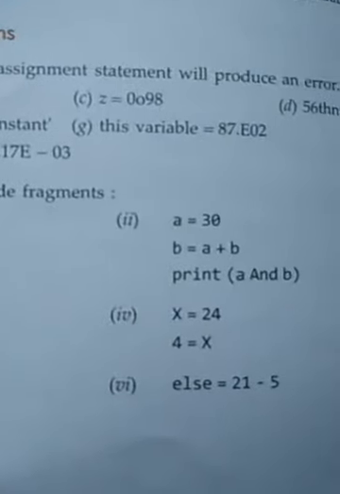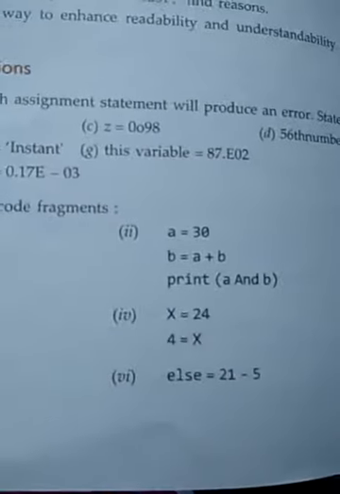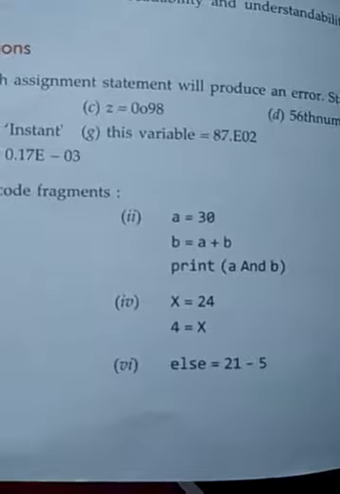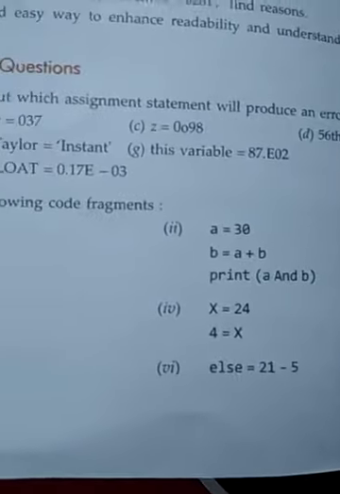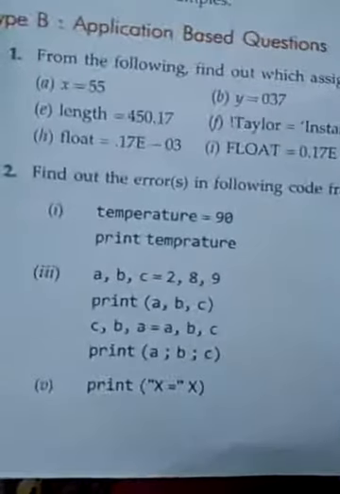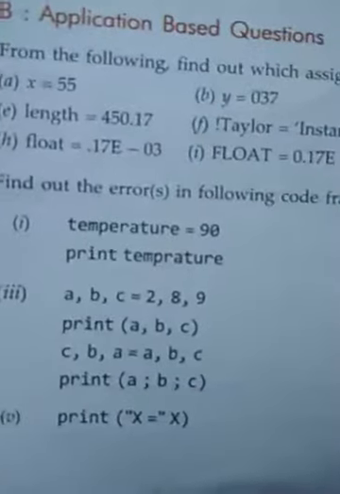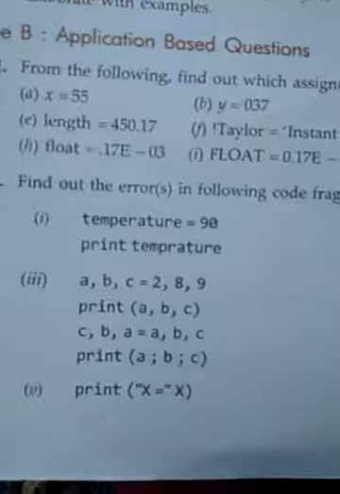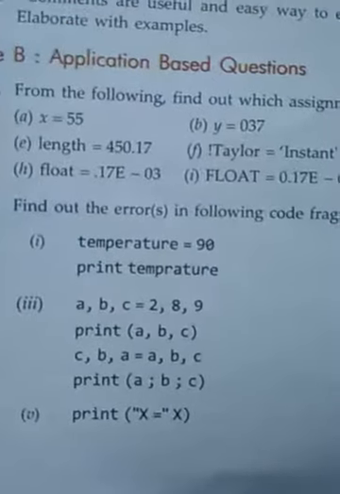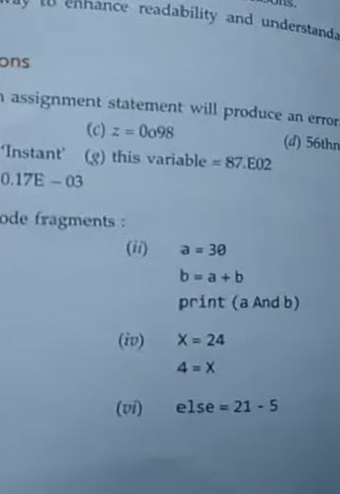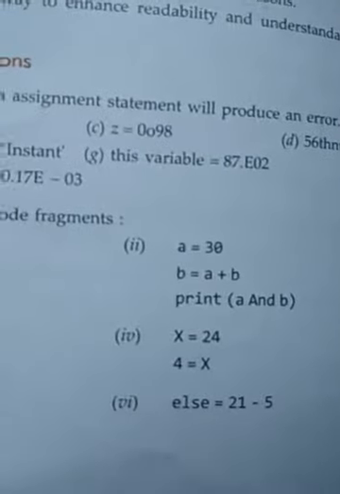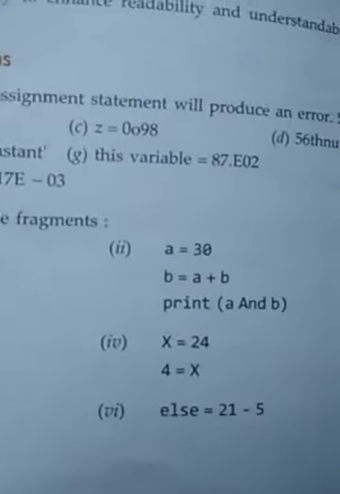In the fourth, x = 24 is correct, but the second statement is wrong, we cannot store x in a number. In the fifth, there is x equal to x, so there is a comma missing after the equal sign. And in the last case, else is a keyword, so we cannot use it as a variable.